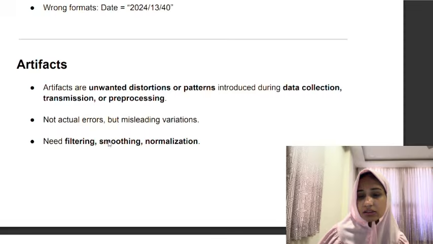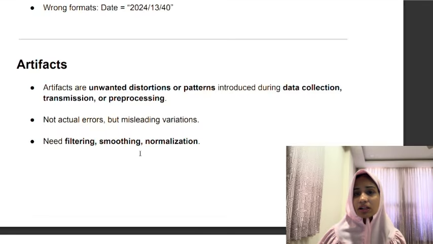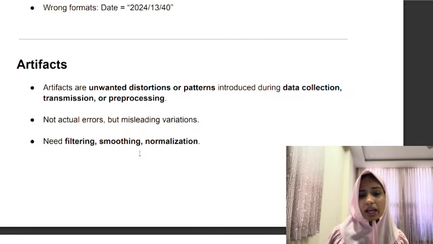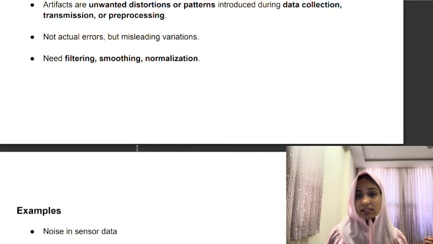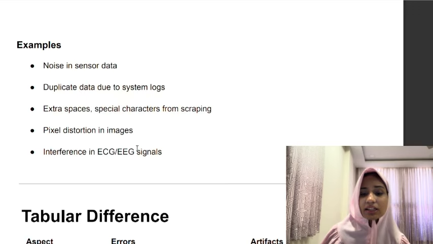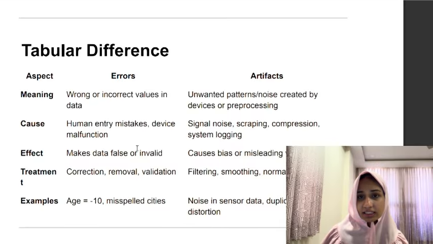Artifacts are unwanted distortions or patterns introduced during data collection, transmission, or pre-processing. They are not actual errors but misleading variations, so they lead to misleading answers and outcomes. They need filtering, smoothing, and normalization. Examples are noise in sensor data, duplicate data due to system logs, extra spaces and special characters from scraping, pixel distortion in images, and interference in ECG or EEG signals.